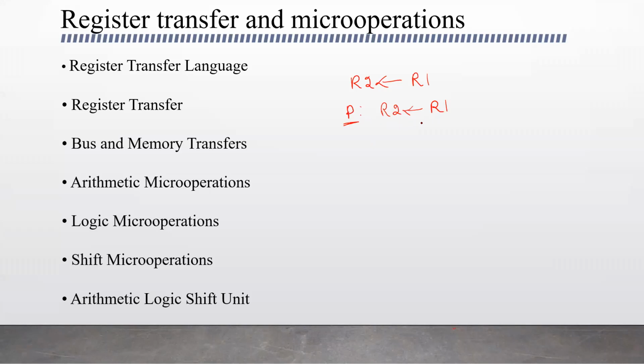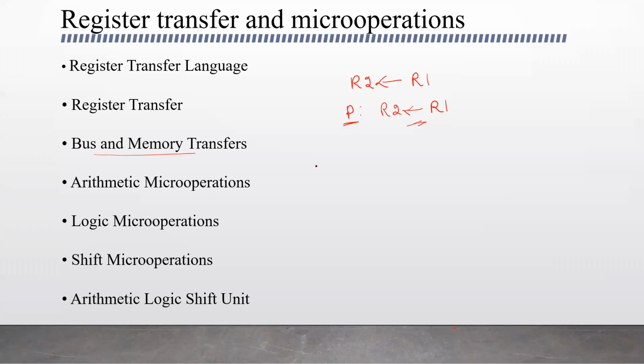And for this transfer between registers to happen, what we need is bus lines, right? For taking the content of register R1 and loading it into R2, we need bus lines, and we also learned about bus and memory transfers. The common bus system, we have seen the construction of the common bus system, that is used to carry the content of a register to another register.